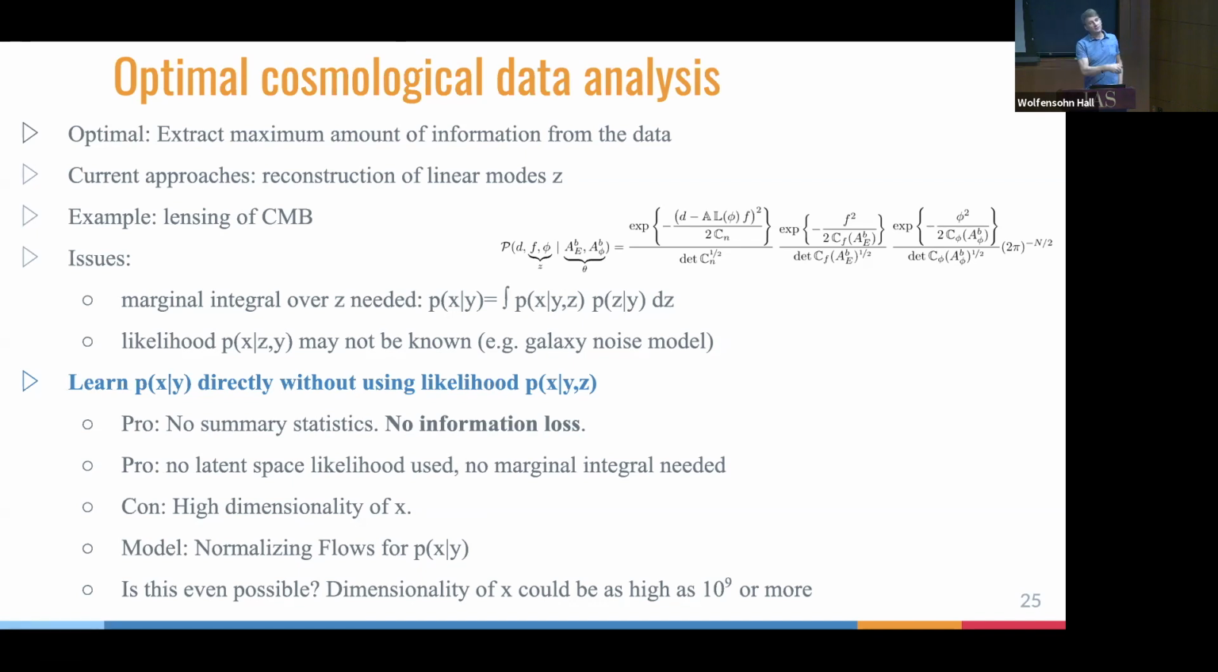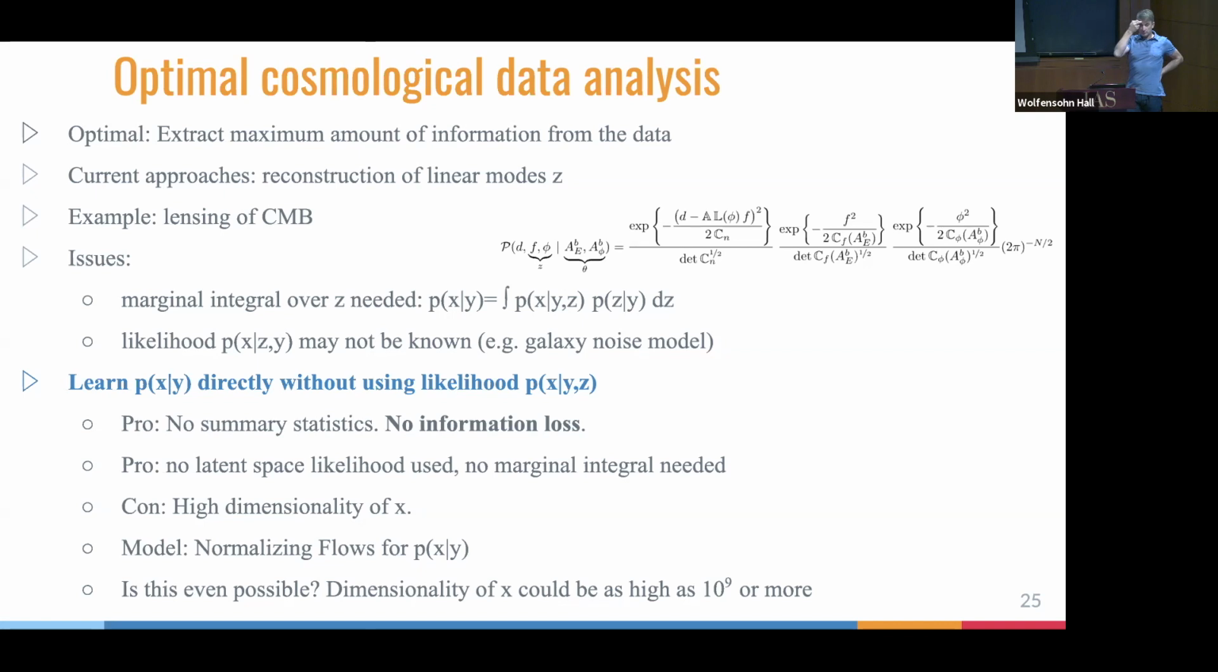But this is an easily multi-million-dimensional integral, and this is the hard part. This is the problem. And as I said earlier, the other problem is that sometimes we cannot even write down a likelihood, especially when we deal with galaxies. So those are the two difficulties in trying to do optimal cosmological analysis. We're trying, but it would be nice to see if there's another way to do this. Another way is to try to learn this likelihood directly, P of X given Y, without using these latent variables at all.